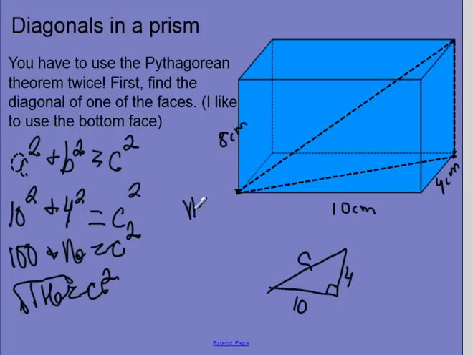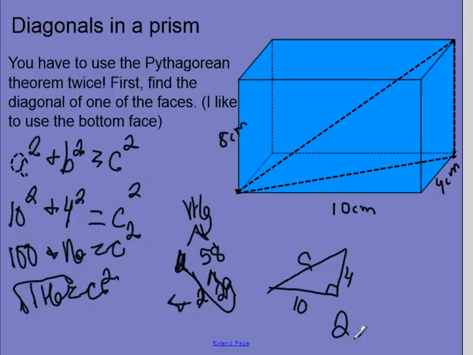But I've got to break that down. 116 is 2 times 58. And 58 is 2 times 29. 29 is a prime number. So I'm left with 2 times 2 times 29. One of the 2's murders the other and then runs away. So I end up with a 2 on the outside. And on the inside, I have the square root of 29. And that gives me my value for the diagonal of the base of this rectangular prism.